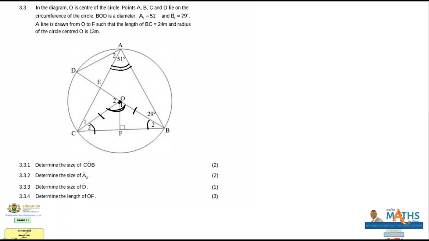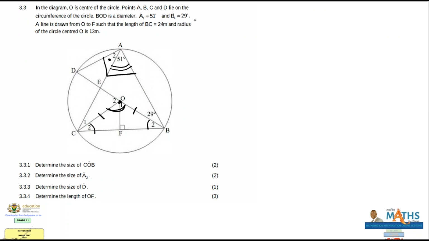Since I have this 51, it means I can find this angle. Then BOD is the diameter. Look for the semicircle. There is a semicircle at the top, because BOD subtends 90 degrees, which is a semicircle. It means I can also find the base of this angle.